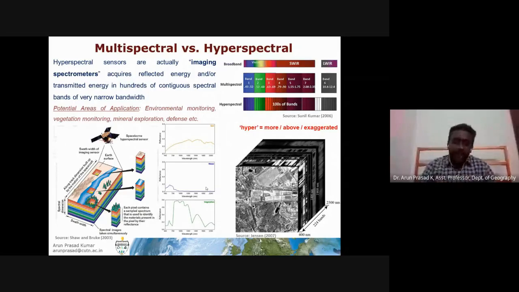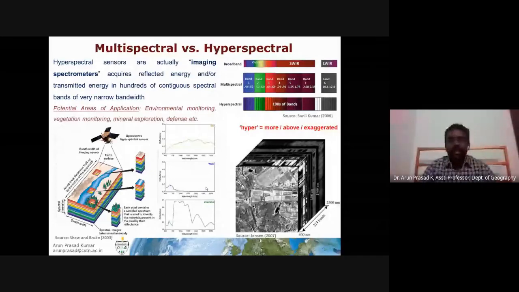And hyperspectral sensors, the space-borne or airborne sensors, are called imaging spectrometers, because field spectrometry is the precursor of the hyperspectral sensors. Once the third dimension has been added from the 2D graph to the 3D graph, a 3D image is generated, with the third dimension as the image. This is why it got the name imaging spectrometer. It acquires data at hundreds of bands. There are several areas of application: environmental monitoring, vegetation monitoring, mineral exploration, and defense. All these areas have a lot of applications for hyperspectral data.